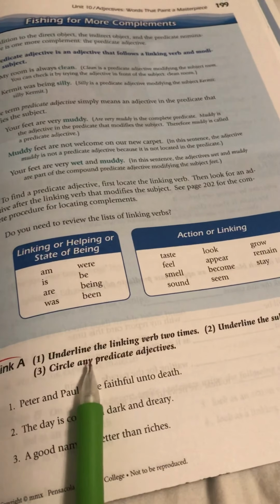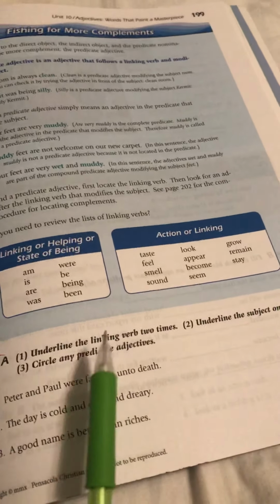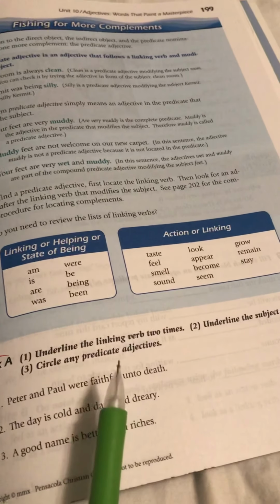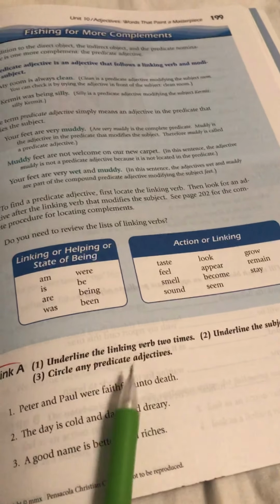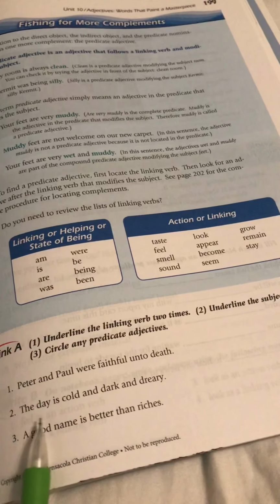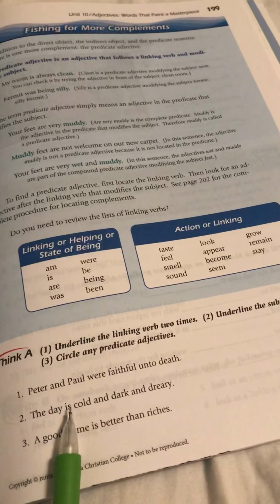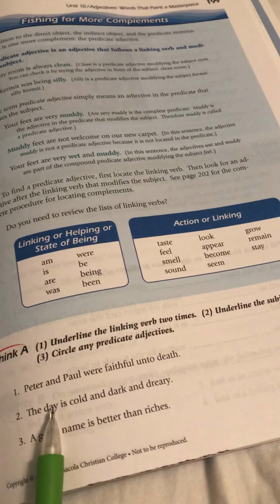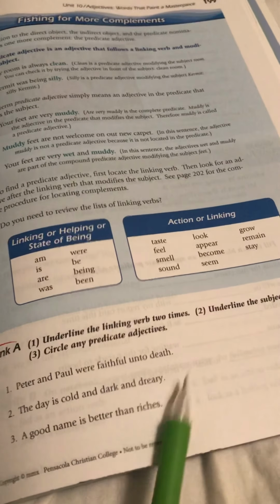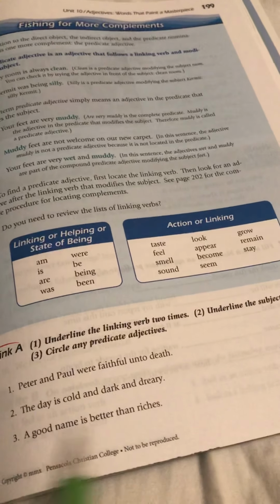Just read the directions carefully, underline the linking verb 2 times, and then the subject 1 time, and then circle the predicate. Remember, that is anything that's after the verb, which describes the subject, okay? So hopefully you'll be able to understand that. I'm just going to read it to you. I want you to look through it. The day is cold and dark and dreary, okay? Remember, is a linking verb, day is the subject, and then it says to circle the predicate. What is describing the day? It was dark and dreary, wasn't it? So you're going to circle dark and you're going to circle dreary. So do 3. I trust you. Do 3 on your own.